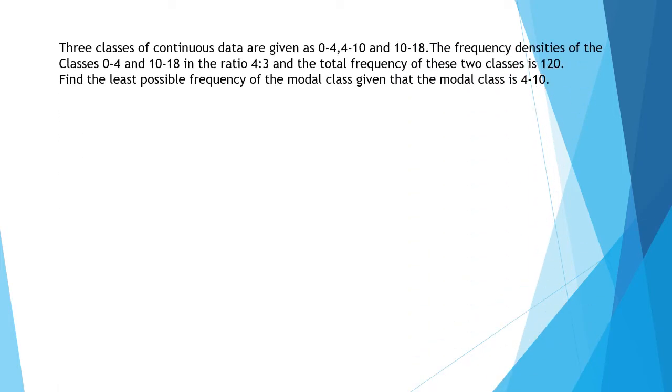Three classes of continuous data are given as 0 to 4, 4 to 10 and 10 to 18. The frequency densities of the classes 0 to 4 and 10 to 18 are in the ratio 4:3, and the total frequency of these two classes is 120. Find the least possible frequency of the modal class, given that the modal class is 4 to 10.